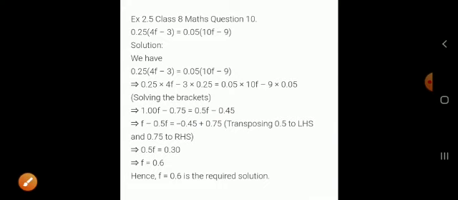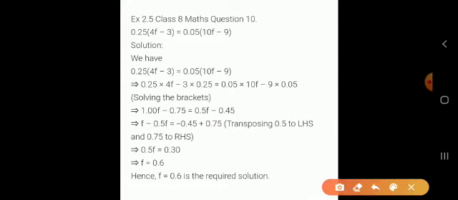Now collecting, see, 1.00f, which they have just written as f, minus this 0.5f they have brought on the left hand side, so it has become minus 0.45f. Now minus 0.45f as it is, minus 0.75 we have brought on the right side, sign is changed, minus became plus. Okay, now on the left hand side, it is 1f minus 0.5f. 1 minus 0.5 is what? 0.5 only, and minus 0.45 plus 0.75.